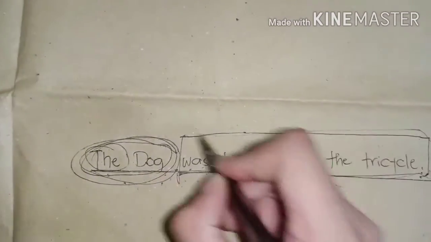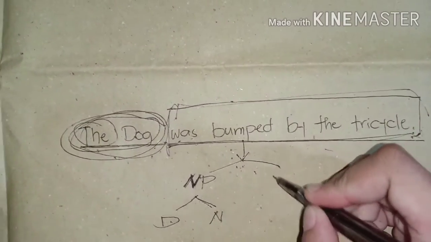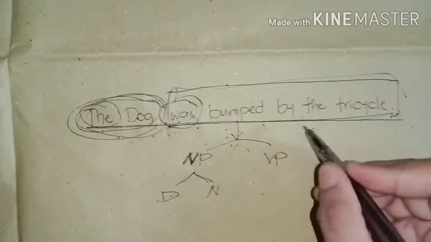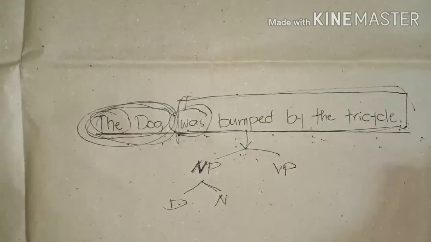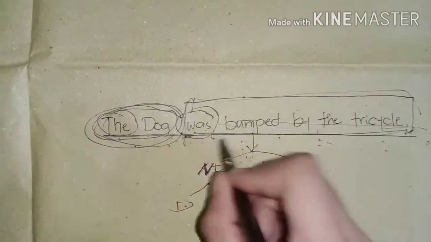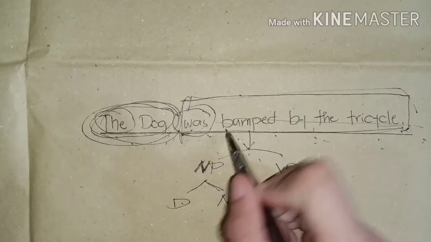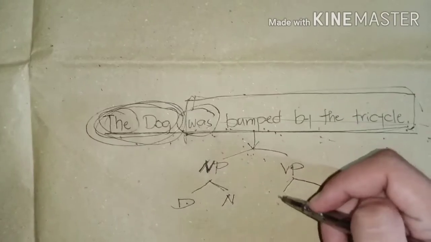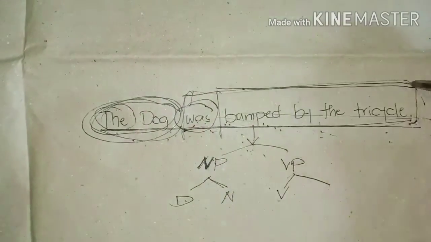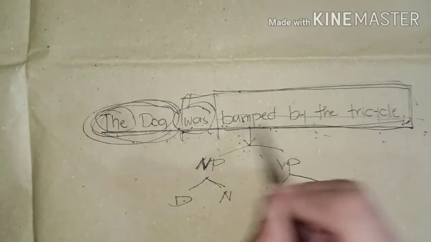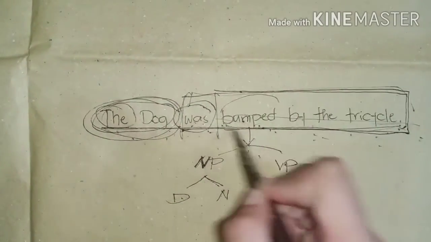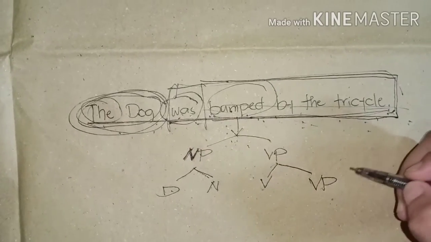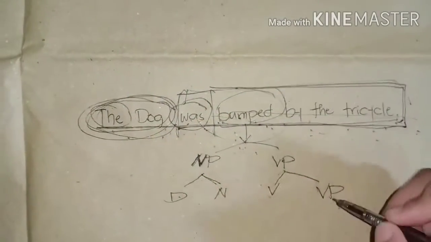Now, this is the remaining sentence, or the remaining words. We classify this as a verb phrase because from the words was bumped by the tricycle, it links to another word, or to another subject, or to another verb. So was is also a linking verb. We're going to break down was as a verb. And the remaining words now are bumped by the tricycle. Bumped by the tricycle is also considered a verb phrase because of the word bumped, which is a verb.